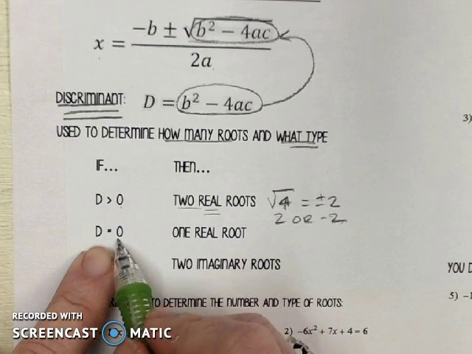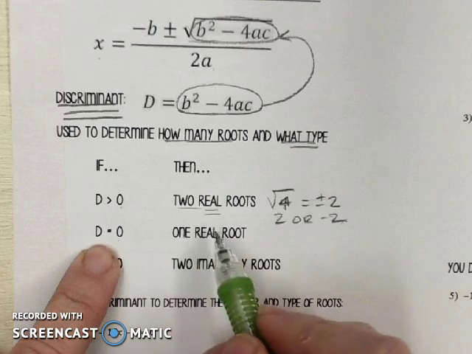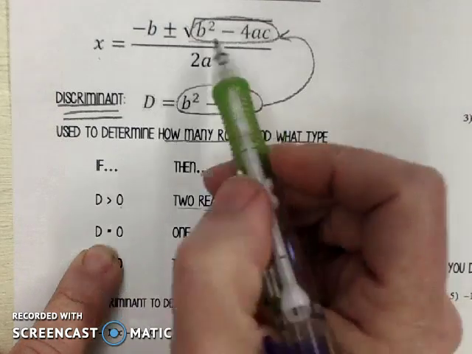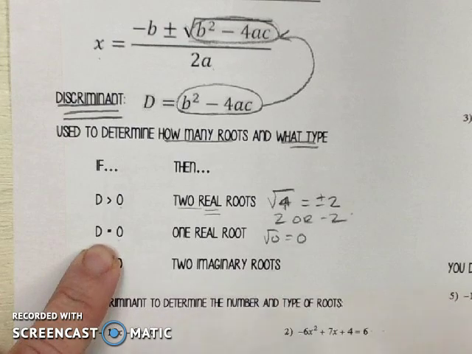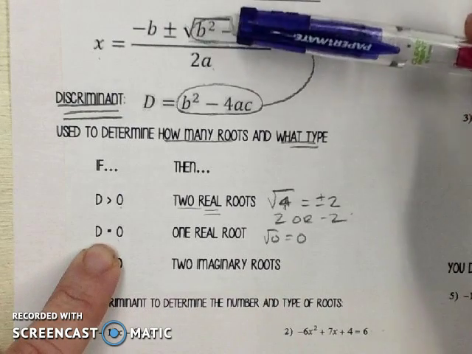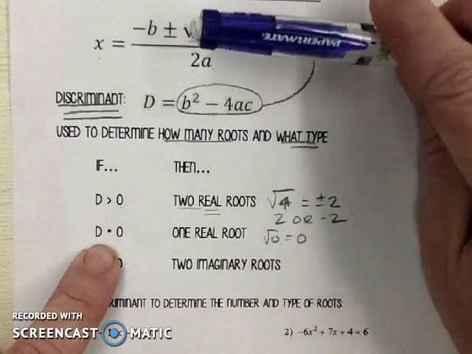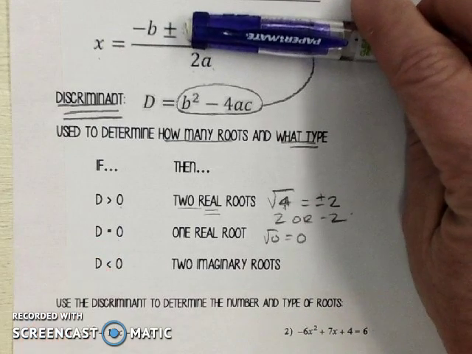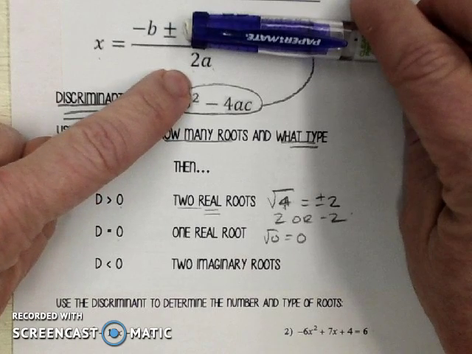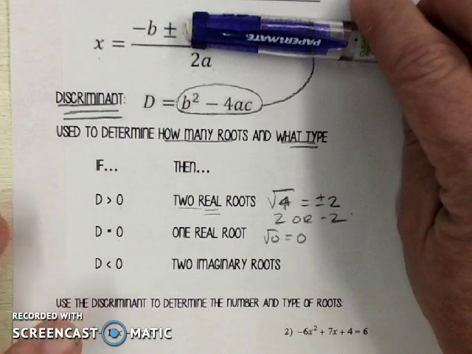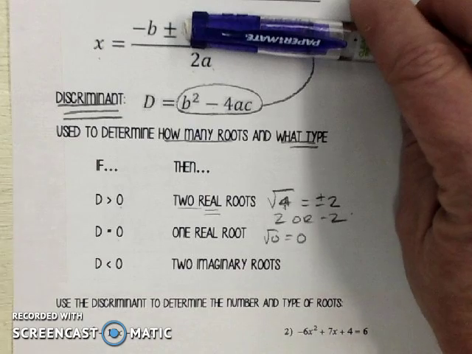If your discriminant is 0, you're only going to have one real root because remember, this is the square root part. And so if I take the square root of 0, I get 0, which means if I were to put in the square root of 0 right here, then really all I'm going to get for my answer is the opposite of b over 2a. That's the only answer I'm going to get. That means the vertex for that quadratic equation is sitting on the x-axis.